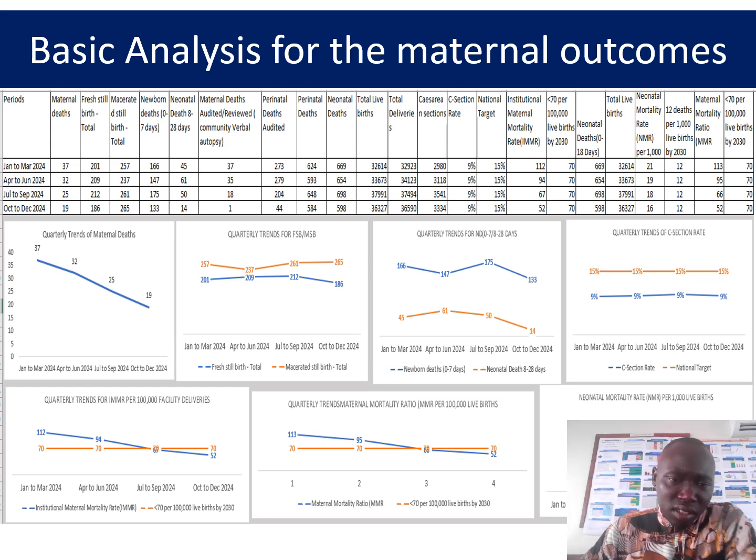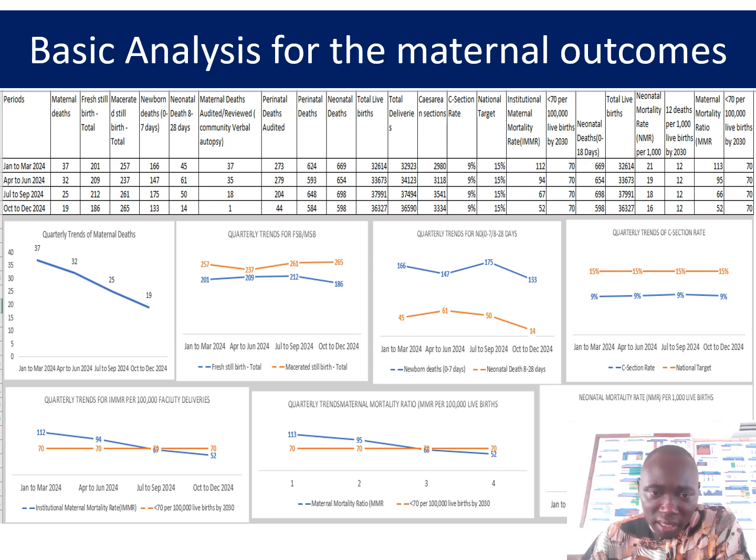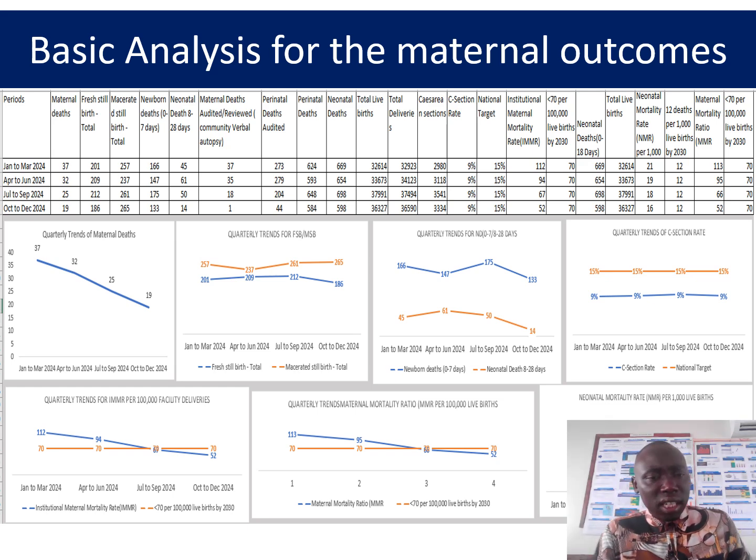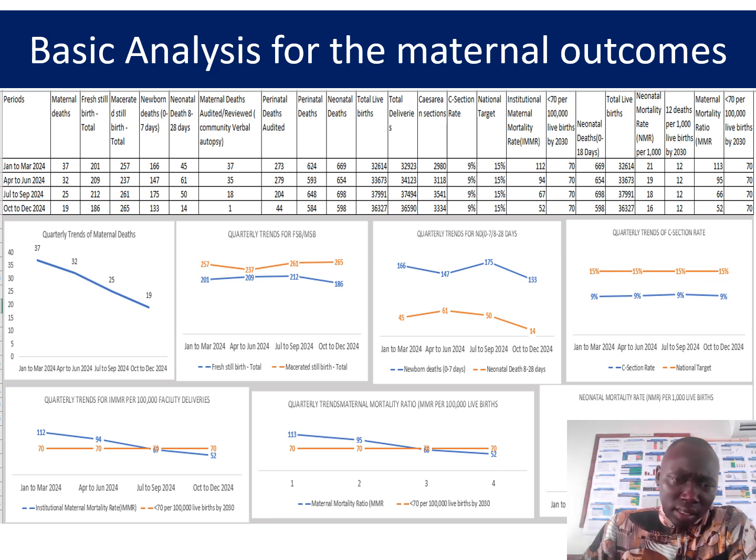However, when you look at the quarterly trends for fresh stillbirth and MSB, when you look at this data, you will find out that fresh stillbirth is on rise, macerated is on a drop. Now, in the last quarter, fresh stillbirth, you and I know that this death occurs during the presence of a health worker. So now you need to dig deeper. What is happening at these facilities? Is it we don't have enough health workers? What is happening around? Is there any issues with the absenteeism? This is when you launch bottleneck analysis.